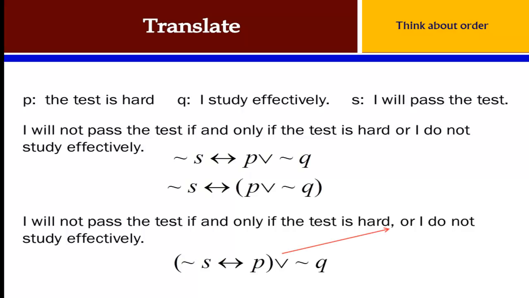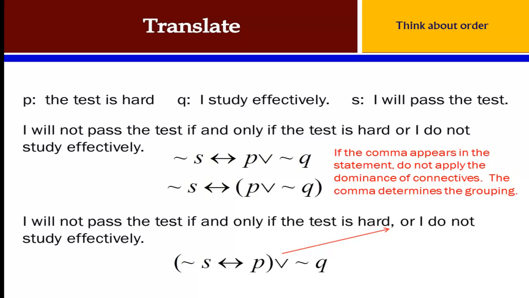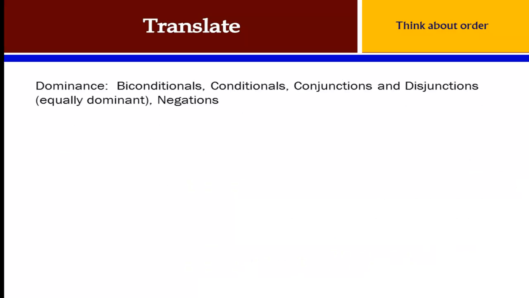So this comma is what tells us what to do. If the comma appears in the statement, we don't have to worry about figuring out where the parentheses go. We don't apply those rules for dominance of connectives. The comma tells us what has to be grouped together, and those statements on the same side of the comma would be grouped together in our translation. So we'll do one more here, and I've got our reminder here about what's most dominant and what has to be grouped together in order of most dominant to least dominant.